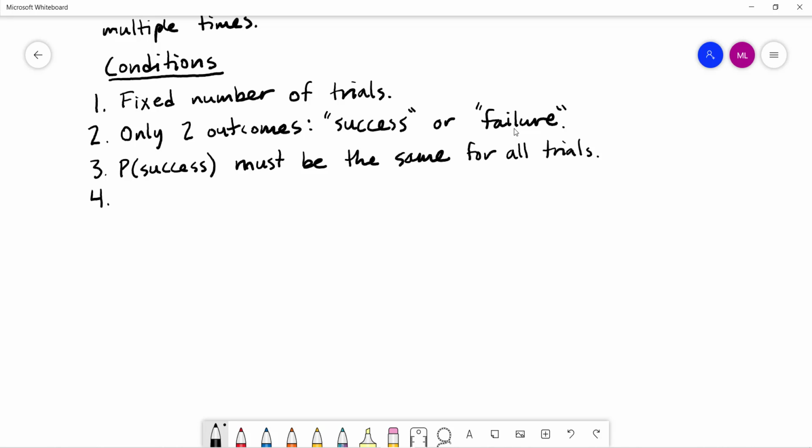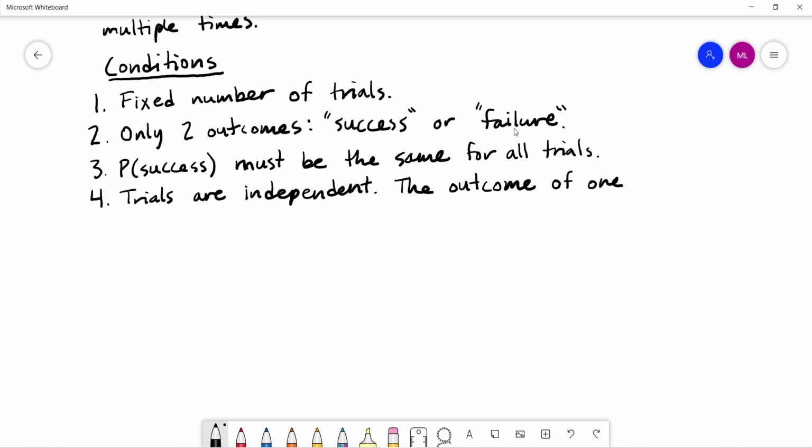The fourth one is related to this. It says that the trials must be independent of one another. And in plain English, what does it mean for 2 trials to be independent? It simply means that the outcome of one does not affect the outcomes of the others.